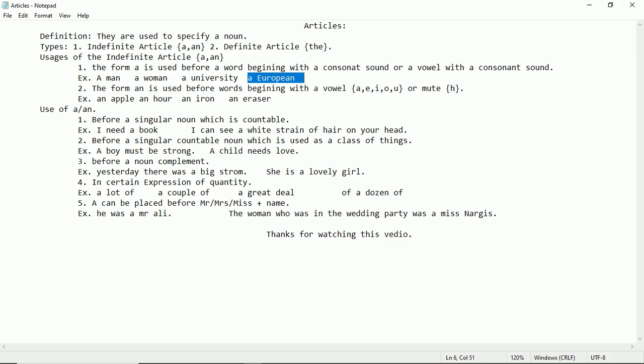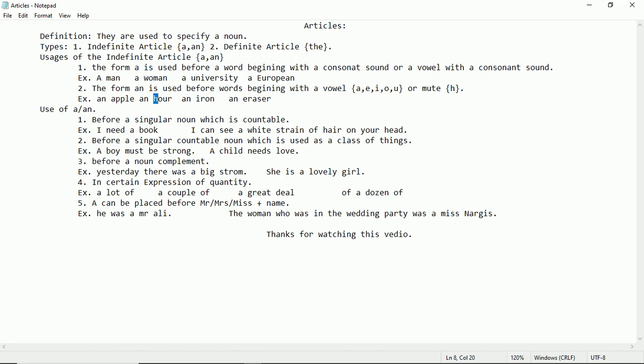Next, number two, the form an is used before words beginning with a vowel, a, e, i, o, u, or a mute h. For example, an apple, an hour, an iron, and a razor. Here we have our mute h, and we use an before it.